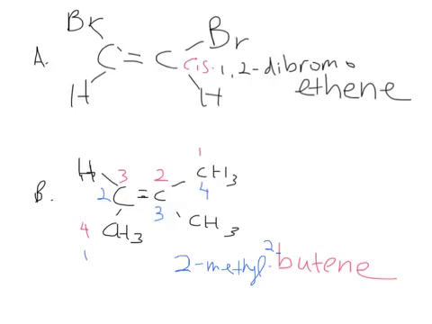Now I need to look at the compound and see, do I have a possibility of cis-trans isomers? Do I need to indicate that? So looking at the molecule, right, I have 2 of the same groups on this side, right? So I have no possibility for cis-trans isomerization.